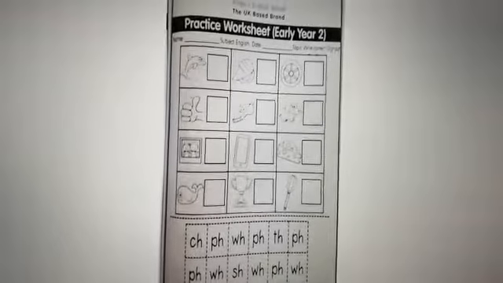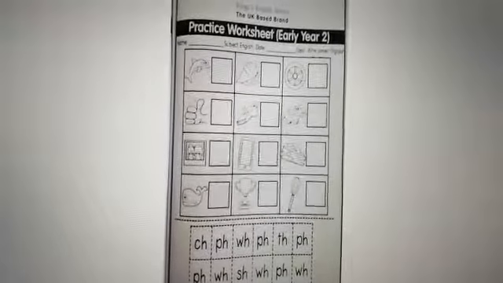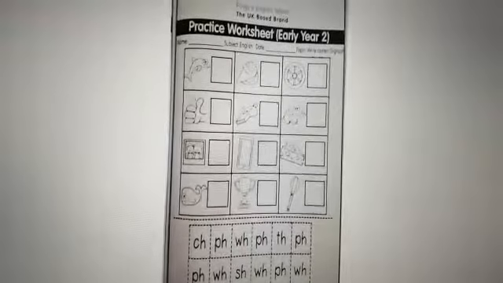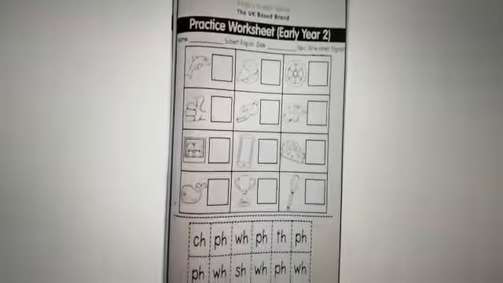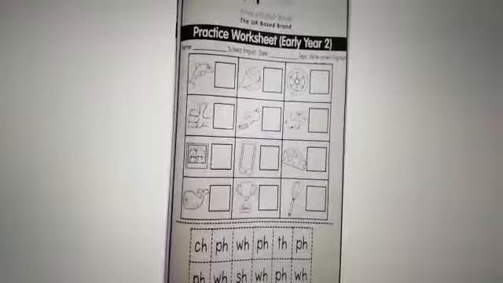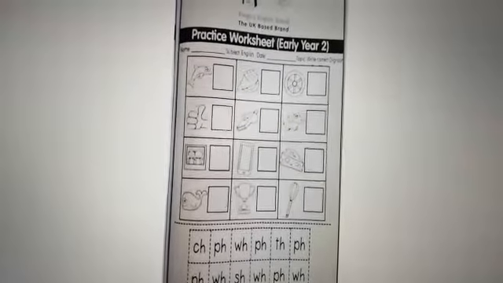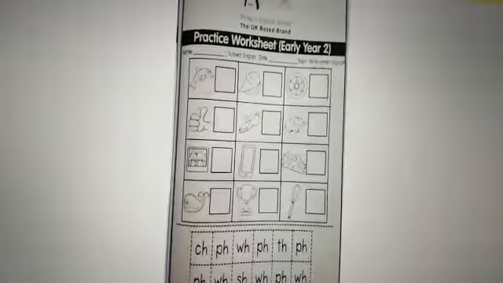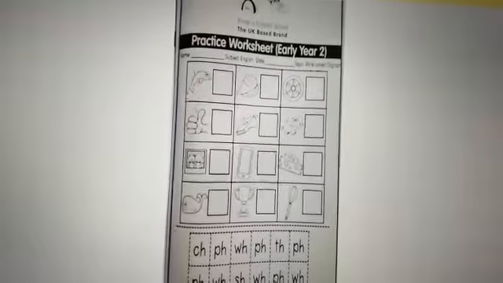Next is photo. Which digraph is coming? Photo, PH. So write PH in that box. Next is whale. Which digraph is coming? WH, whale. Next picture is shell. So write SH here.